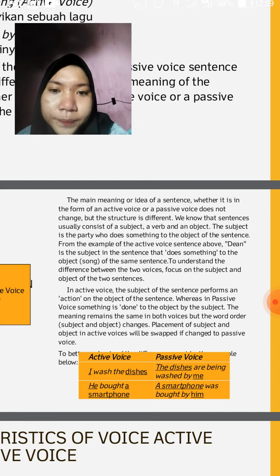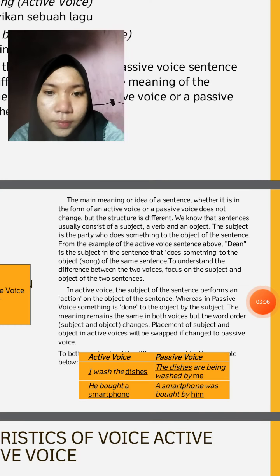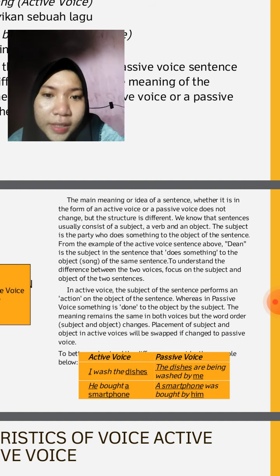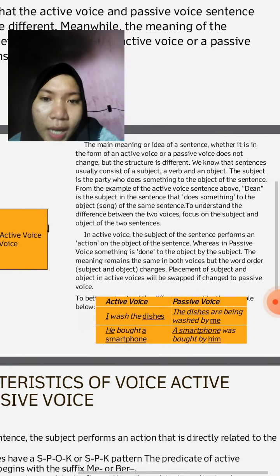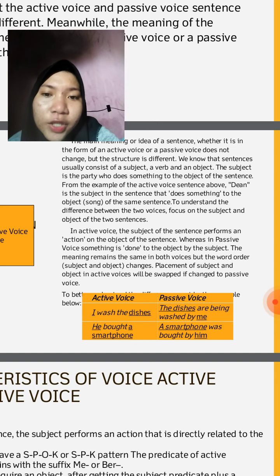From the example of the active voice sentence above, Dean is the subject in the sentence that does something to the object, song, of the same sentence. To understand the difference between the two voices, focus on the subject and object of the two sentences. In active voice, the subject of the sentence performs an action on the object of the sentence, whereas in passive voice, something is done to the object by the subject. The meaning remains the same in both voices, but the word order, or subject and object, changes. Placement of subject and object in active voice will be swapped when changed to passive voice.